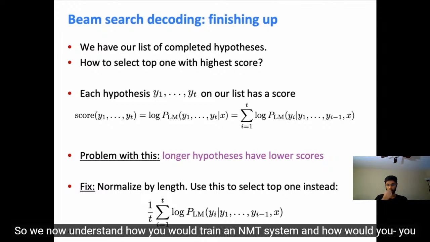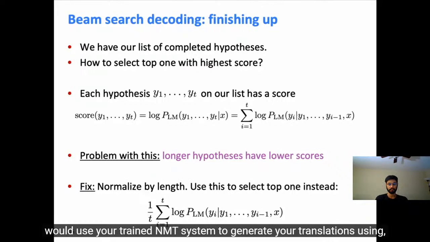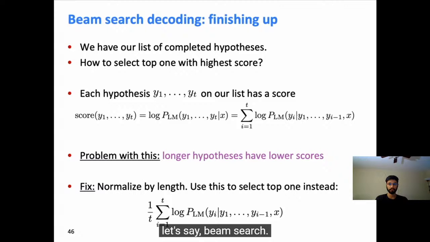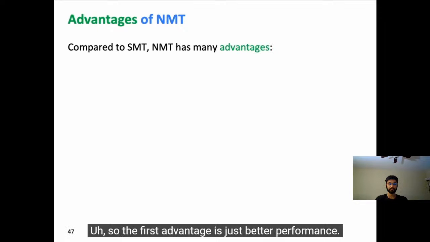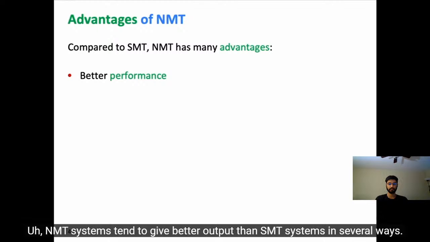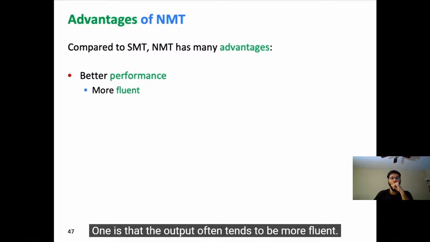So we now understand how you would train an NMT system and how you would use your trained NMT system to generate your translations using, let's say, beam search. So let's take a step back and think about what are the overall advantages of NMT in comparison to SMT. So the first advantage is just better performance. NMT systems tend to give better output than SMT systems in several ways. One is that the output often tends to be more fluent.